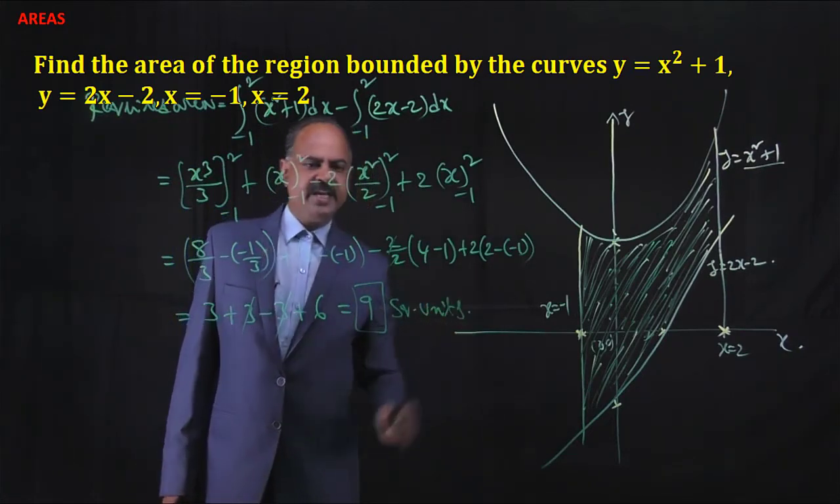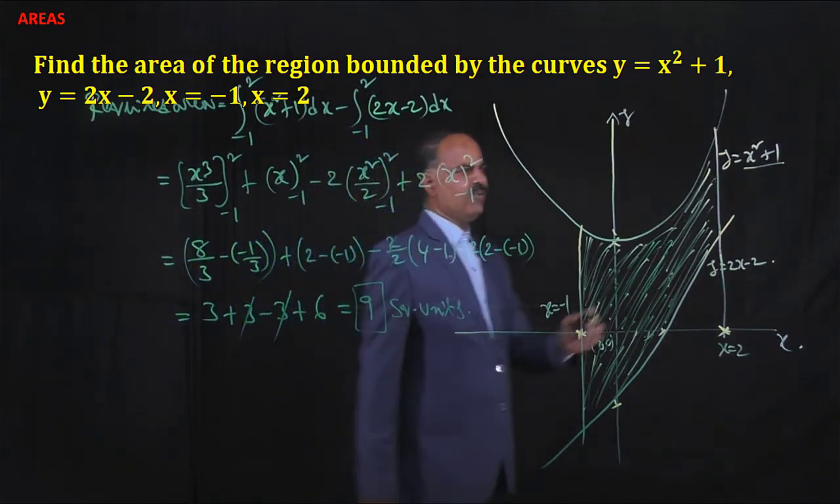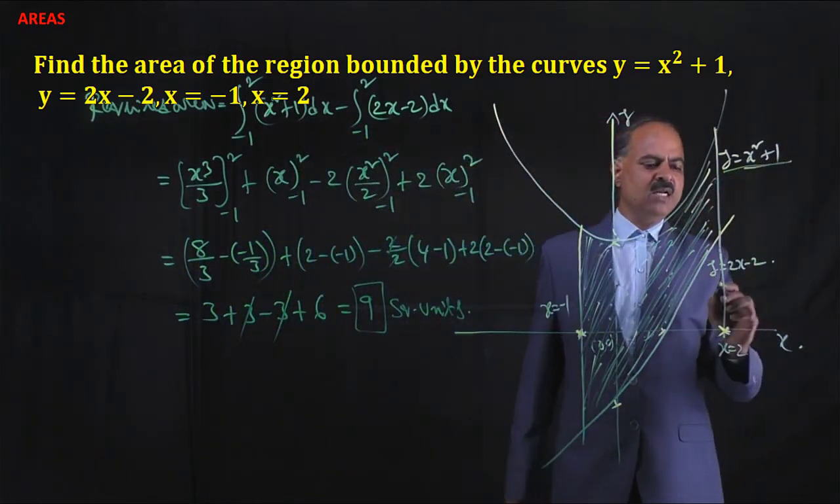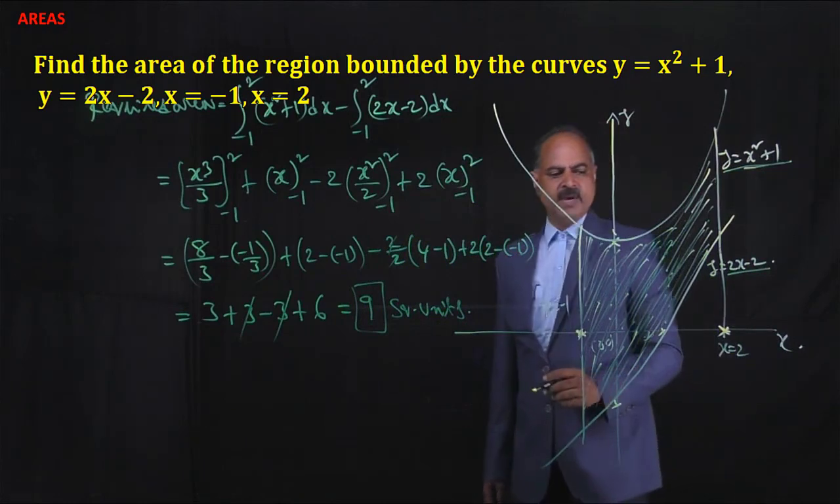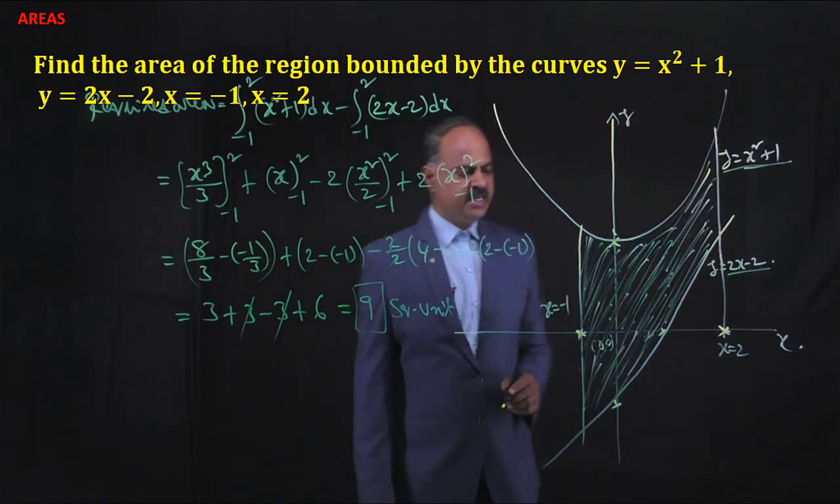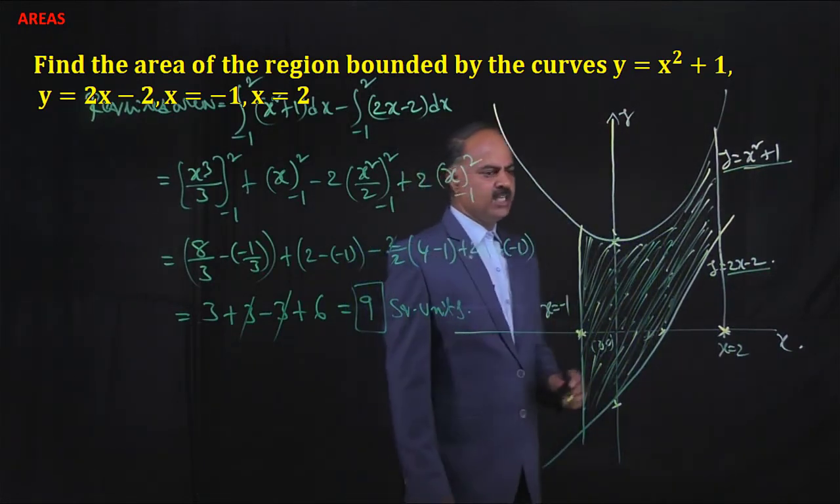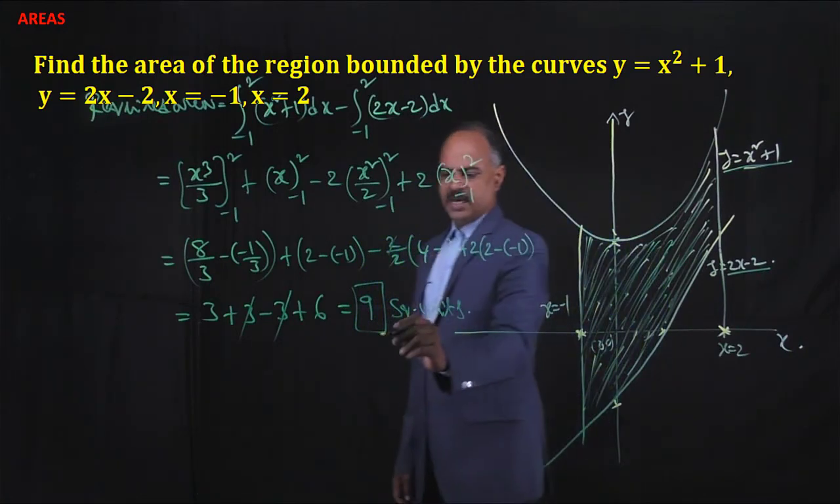Therefore, the area of the region bounded by y equal to x square plus 1 and y equal to 2x minus 2 and the lines x equal to minus 1 and x equal to 2 is 9 square units.